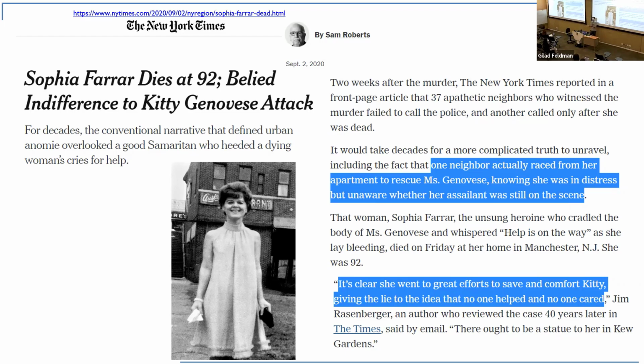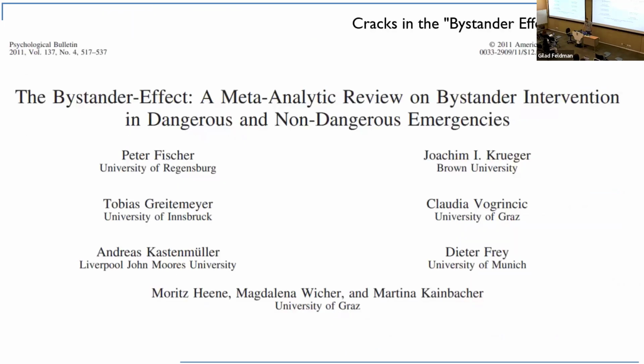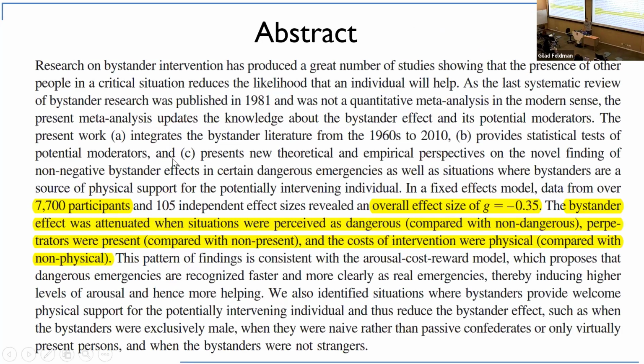It took from 1964 until this decade to revisit this. What happens with the bystander effect? This is a meta-analysis from 2011, so before the replication crisis started, and we looked at findings. So even this needs to be looked at carefully with caution. But this is their conclusion from the meta-analysis of all the bystander effects. The overall effect size of 7,700 participants is minus 0.35. Now you know what this kind of effect size means. So somewhere between weak and medium.